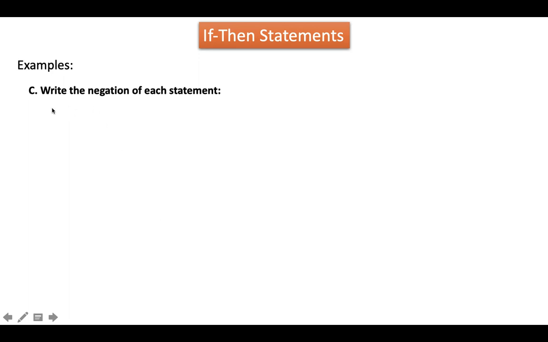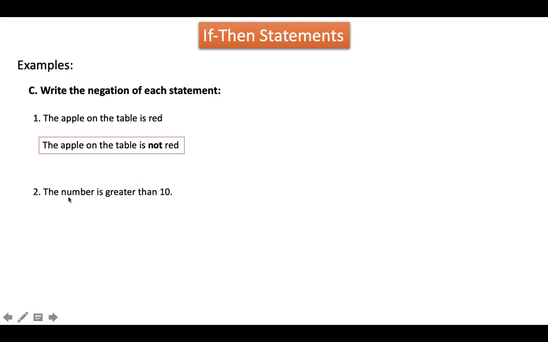Lastly, we're going to write the negation of each statement. So we have the given: the apple on the table is red. So just simply write this: the apple on the table is not red. So this is how to make this statement in negation form. The opposite of red is not red.